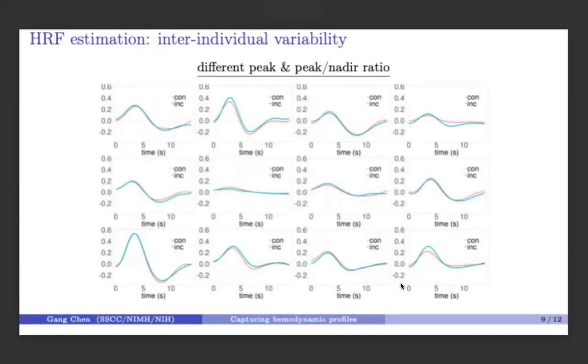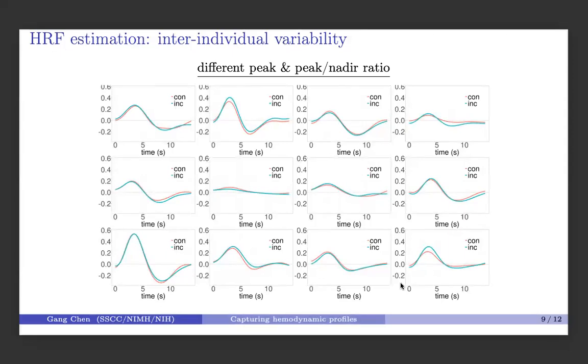This slide shows the cross-individual differences in terms of hemodynamic response. This is still in the insula, in this particular region. I'm showing exactly 12 individuals. You can see their shape, even under both conditions, congruent and incongruent, is pretty much similar in overall shape across conditions and across individuals.